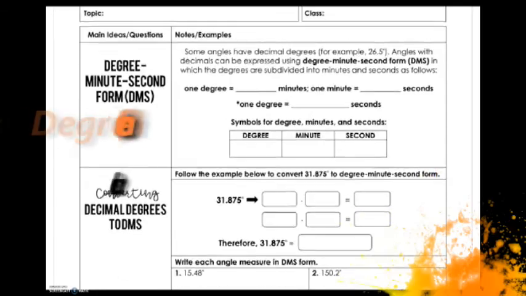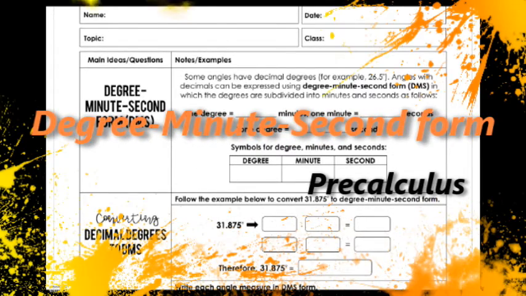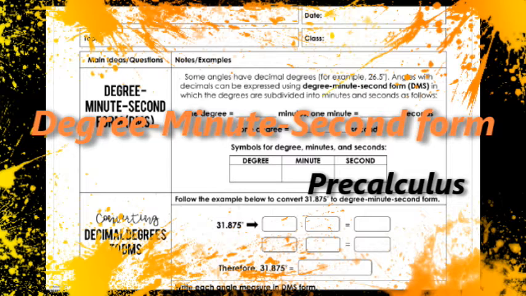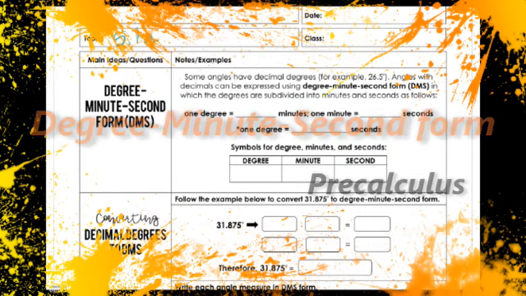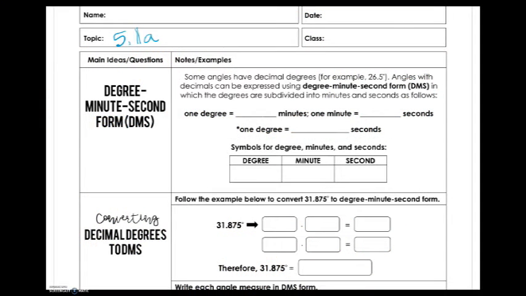So this is another portion of how we label and talk about angles. And so I'm going to title this one again 5.1a. And let's read the information. Some angles have decimal degrees, for example, 26.5 degrees. Angles with decimals can be expressed using degree, minute, second form. That's abbreviated as DMS in general, in which the degrees are subdivided into minutes and seconds as follows.